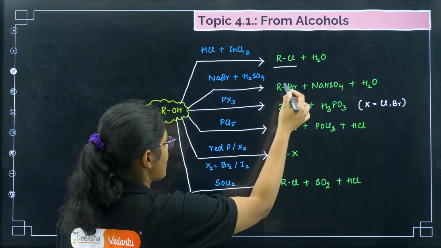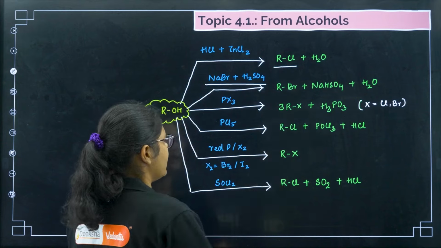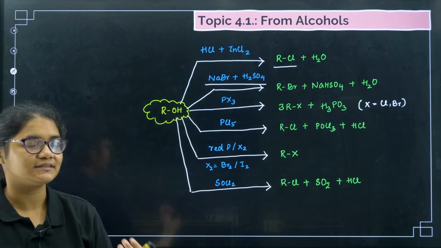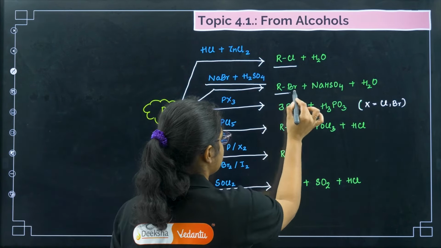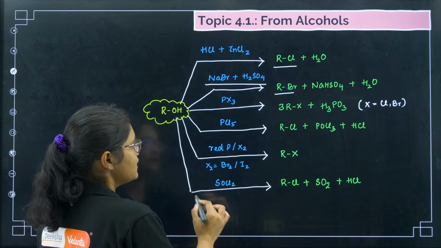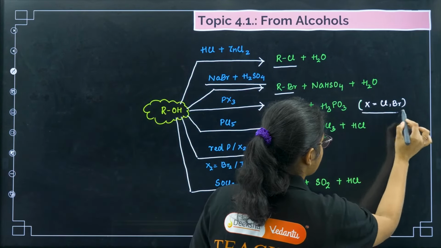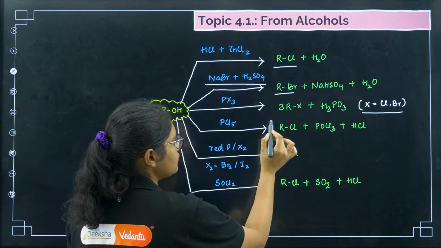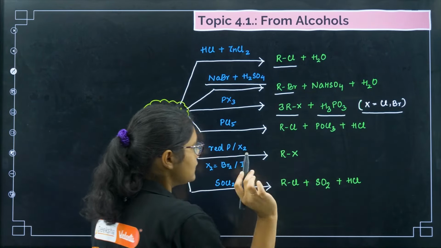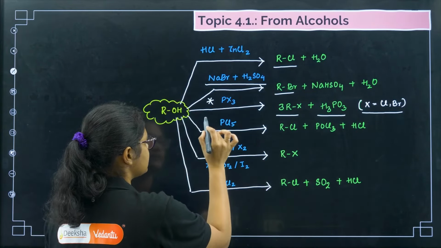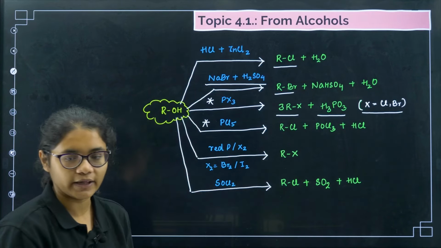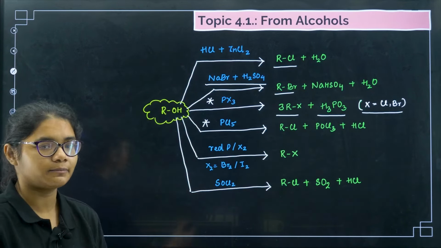Now to get RBr, we can use NaBr and H2SO4. NaBr plus H2SO4 will give you RBr, meaning bromoalkanes. Now here you can use PX3. In this, X is chlorine or bromine, so PX3 gives you RX plus H3PO3. Here I am telling you, in these two cases you need to remember the byproducts, because questions are asked with byproducts.